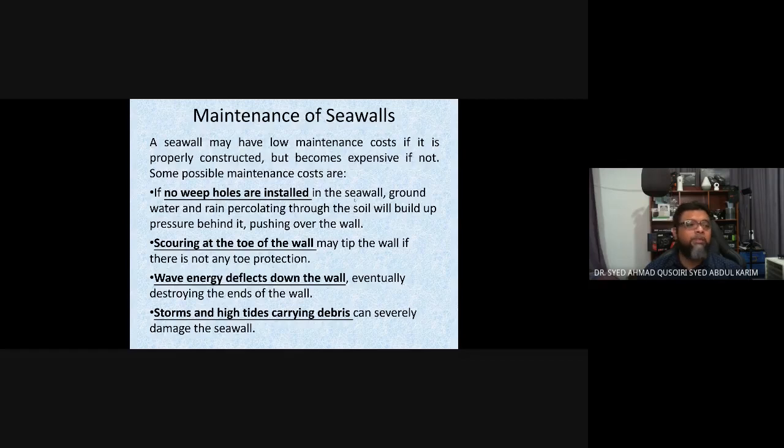And of course, debris. Okay? Because yang menghentam dinding tu bukan setakat air saja. Okay, sometimes huge chunk of boulders, okay, dan sebagainya yang boleh merosakkan dinding. Alright, that is just on seawall lah, baru seawall.